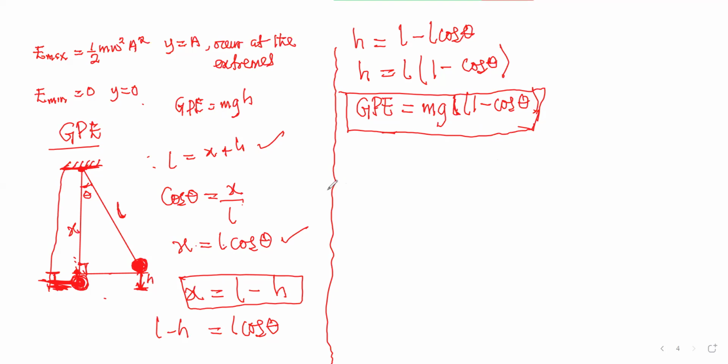So note how to calculate elastic potential energy. Elastic potential energy is equal to half m omega squared times the square of the extension or displacement. And gravitational potential energy can be determined by this.